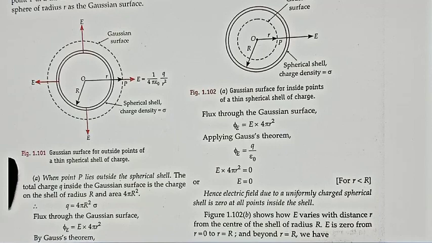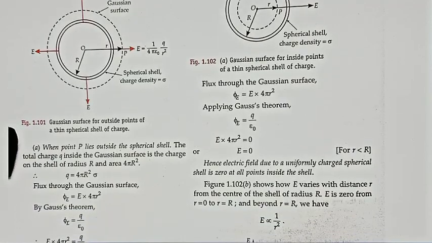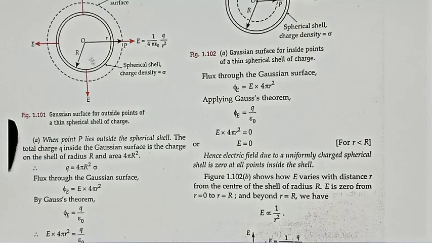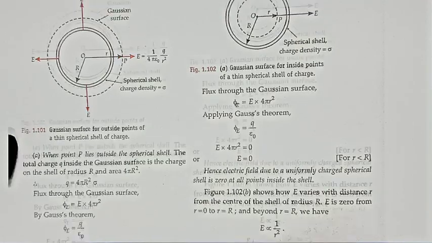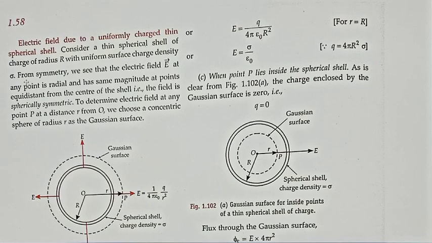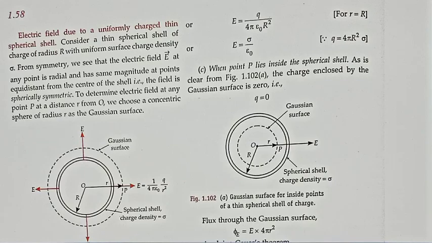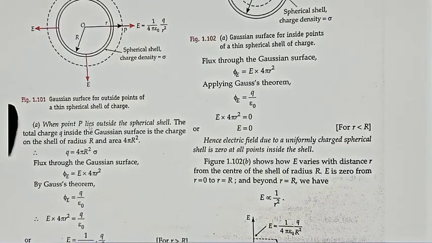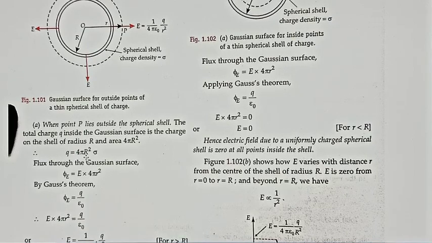Now let us calculate the charge enclosed by that uniformly charged spherical cell. What is the total charge enclosed by that spherical cell? So Q is equal to 4 pi R square sigma. We are using the concept of surface charge density. Sigma is equal to Q by A. So Q is equal to A into sigma. A is 4 pi capital R square, because capital R is the radius of the given spherical cell.